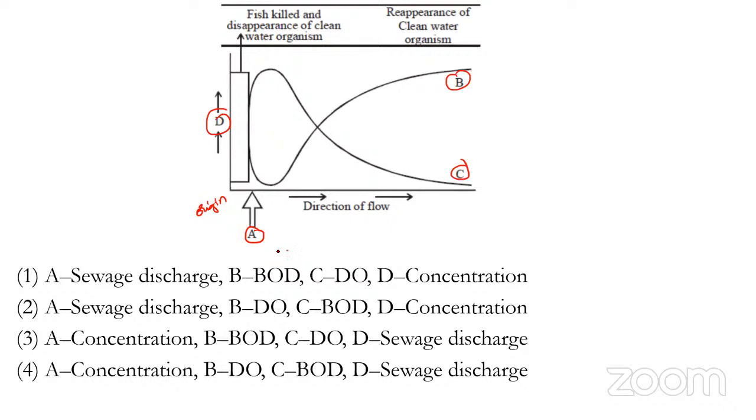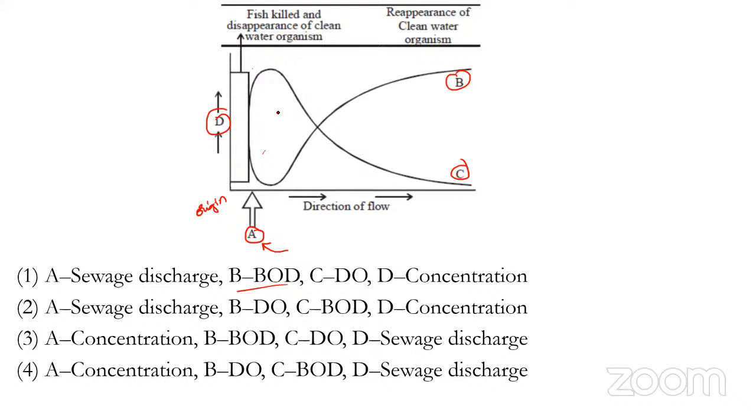But once the sewage is discharged, which is shown by A, then suddenly BOD is going to increase. There is a sudden increase in the biochemical oxygen demand. As it moves further, as you can see, BOD was high, then it has reduced, and then again it has increased.